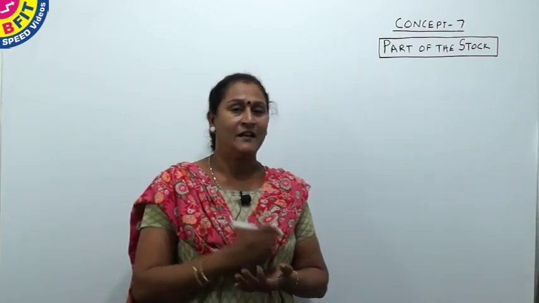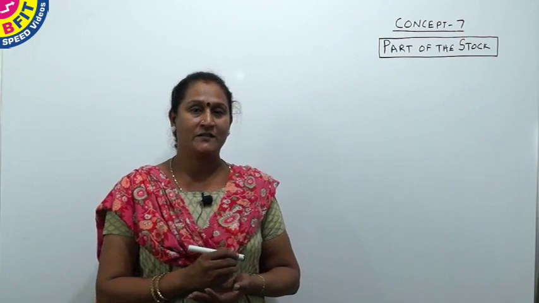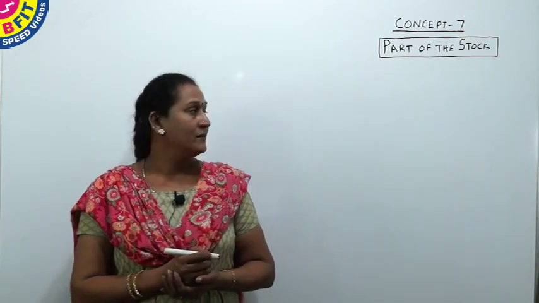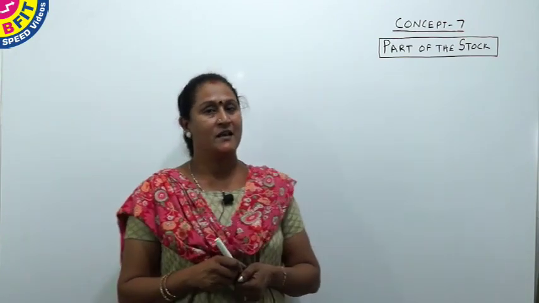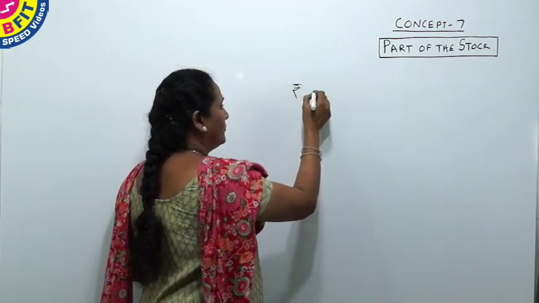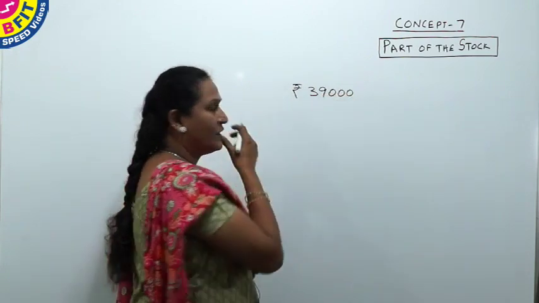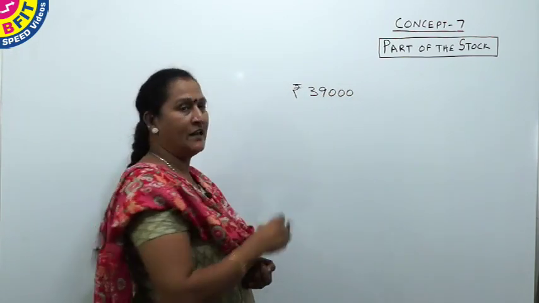So we'll see the next concept. We'll see the working if part of the stock is given, so how to work it. Suppose a person has a stock worth rupees 39,000. So he is having a stock of worth 39,000.